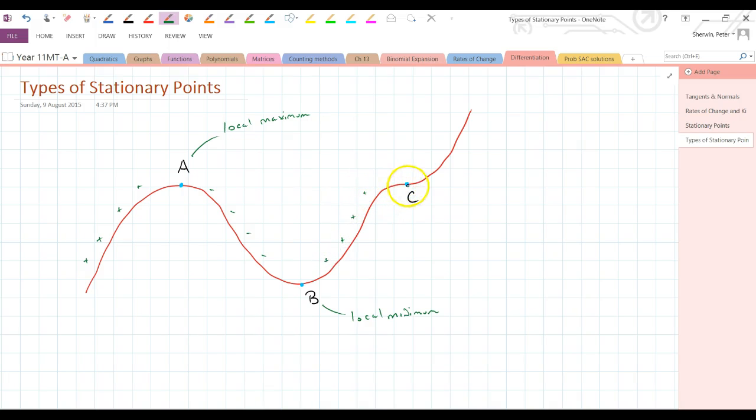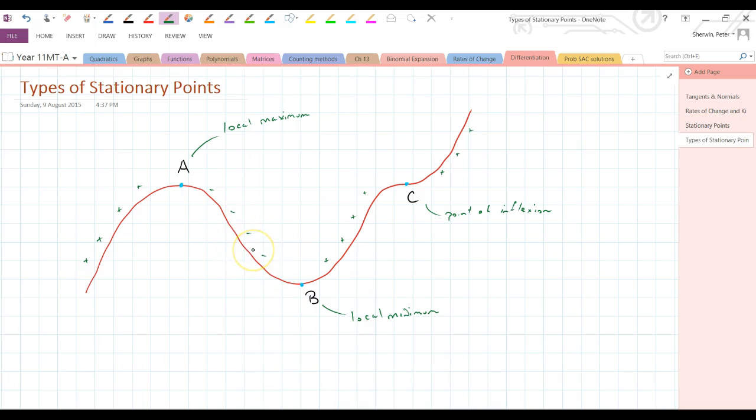Now C is what's called a point of inflection. How do they spell inflection with an X? It varies. I'll stick with the textbook: inflection. It's a point of inflection. A point of inflection is one where concavity changes. So this is concave down here, and this is concave up. So there's a point of inflection in here somewhere, where it changes from concave down to concave up.